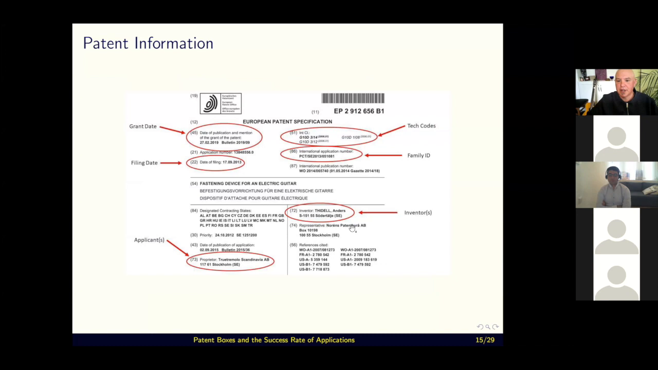We see the international application number. This is sometimes called the family ID. So I can apply for protection in the US, EPO, China, Japan, Korea. We keep track across those big five offices. How many places did you submit it?